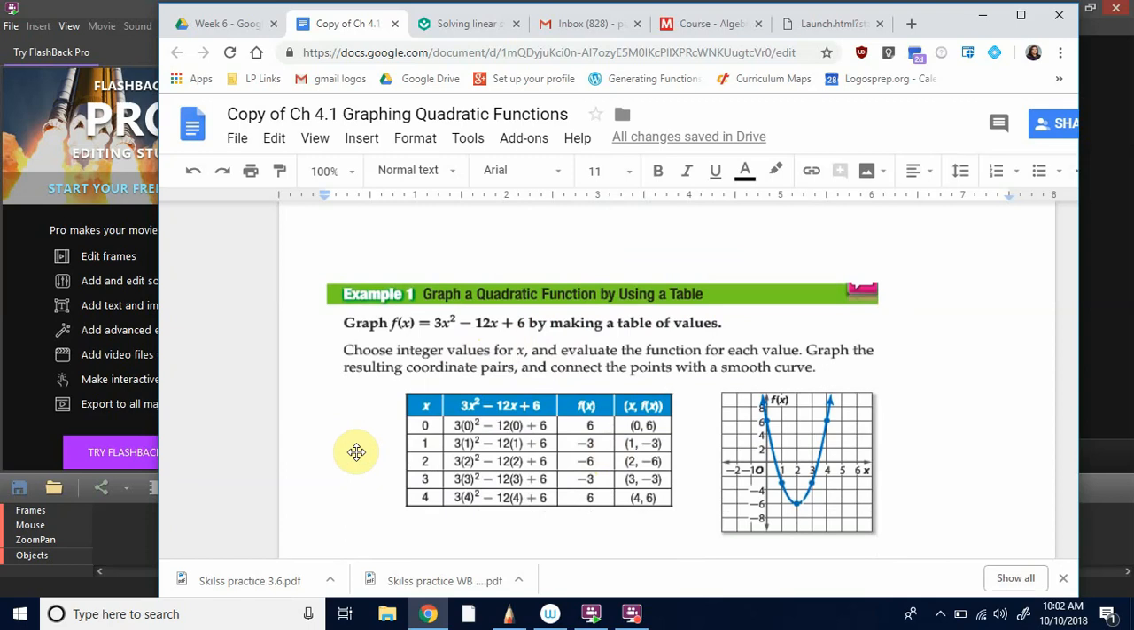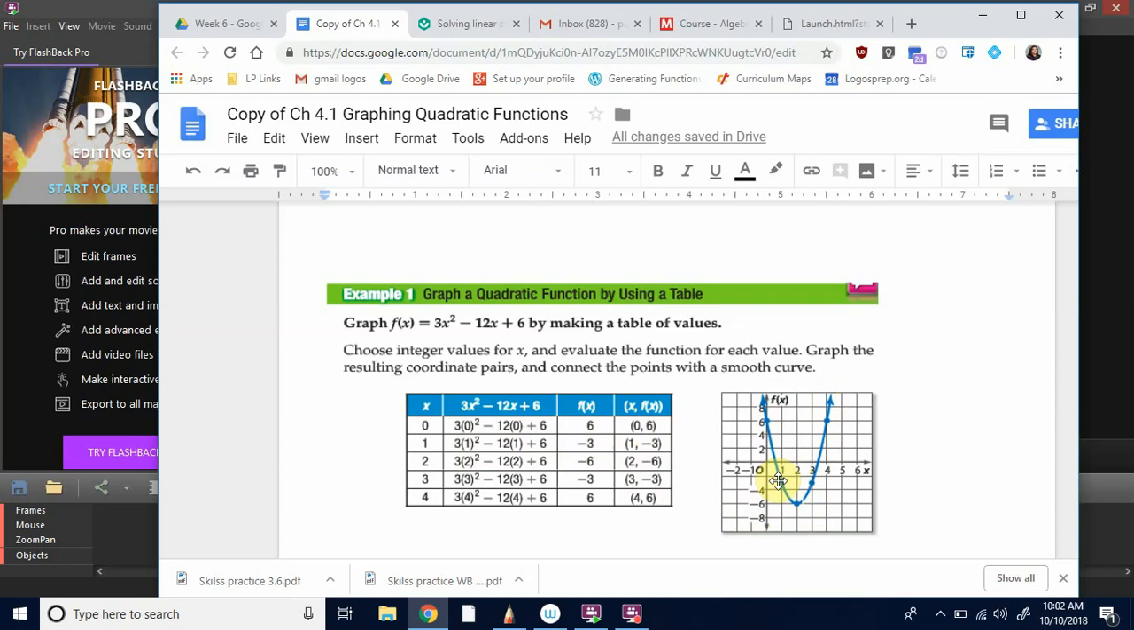So they picked some points, 0, 1, 2, 3, 4. And they did f of 0. As you notice in this middle column right here, they put 0 in for x and they got 6. So the coordinate is (0, 6). Then they put 1 and they got negative 3. So here are the coordinates. So they plot those coordinates and then they connect the dots, and we should see it looks like a U.